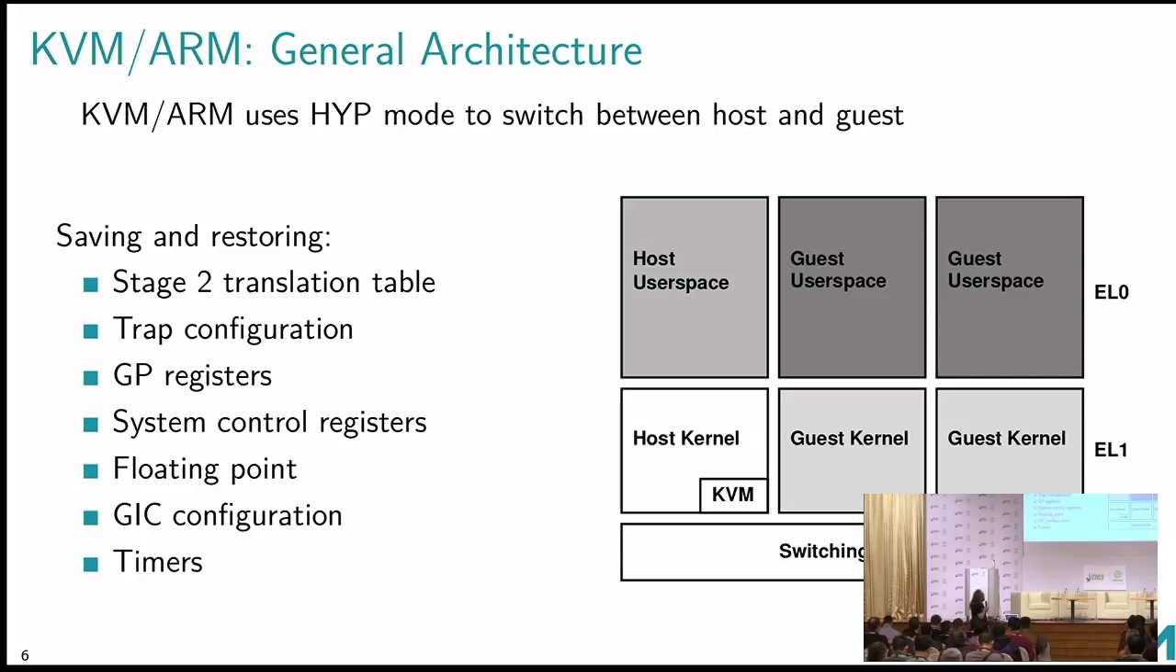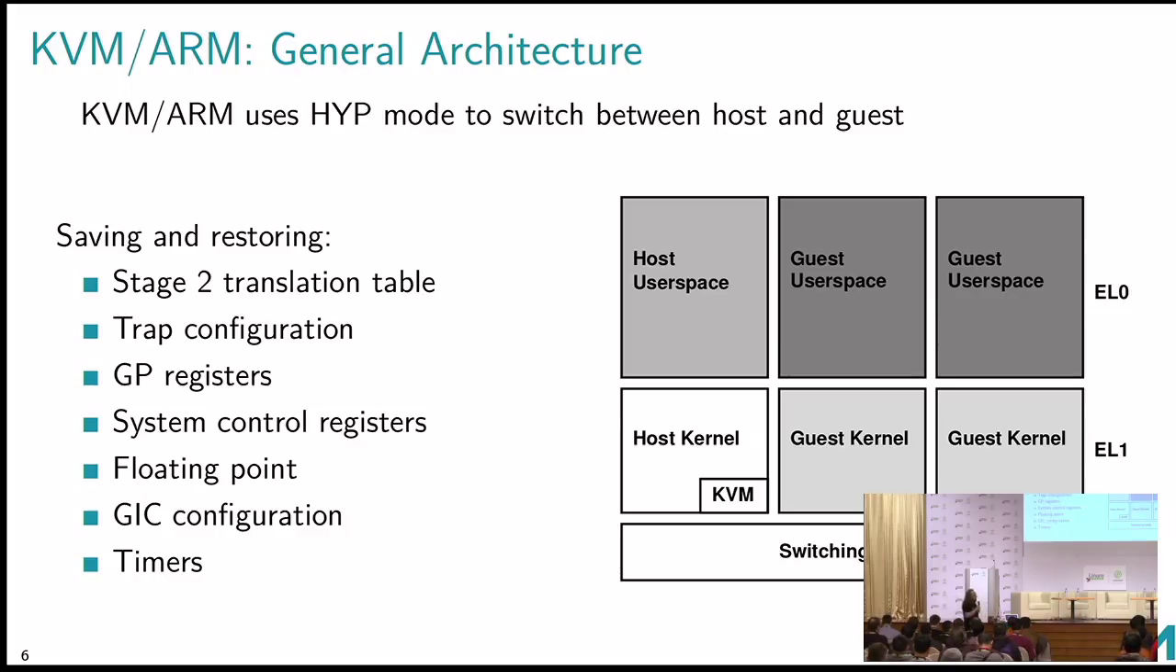So that's the general architecture. You see at the bottom, we have the switching code running at EL2, the white box in the middle, the host kernel, with the bit of KVM in there. The host has its own user space, and then on the right of that, you have the VMs with a guest kernel, guest user space.